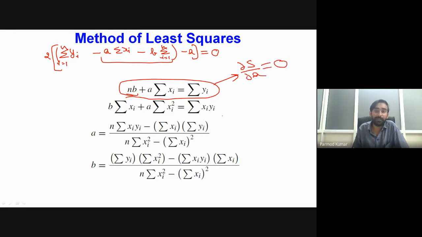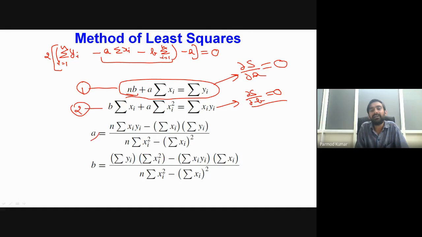Now similarly, if we apply del S by del b equal to 0, we will find this as our second equation. Now we have to solve both these equation number 1 and equation number 2 simultaneously, and we will find the values of a and b. These values of a and b are selected in such a way that we get the minimum value, the least value of the sum of squares of deviation.